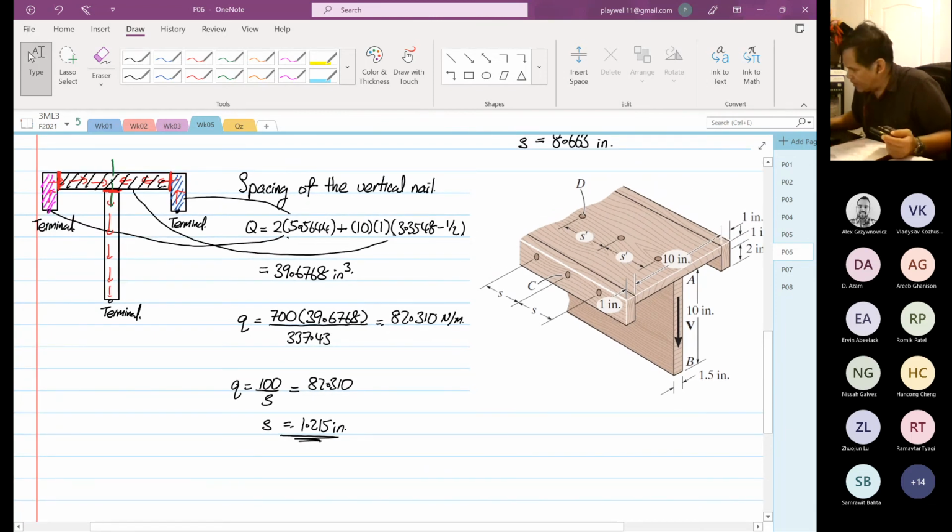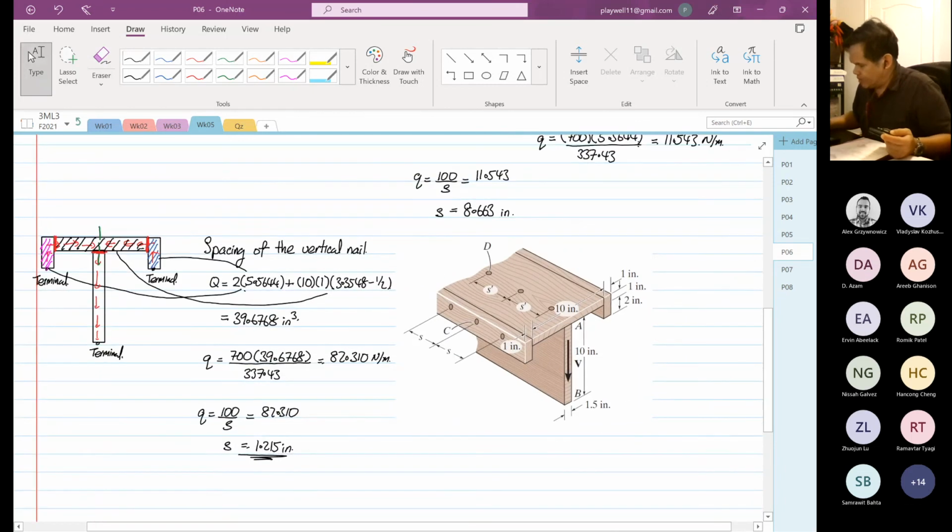Okay, so I'm going to stop over here. You all understand what I mean by failure analysis now, and how to calculate the spacing of the nail. So we are a bit early. I'm going to stop now.